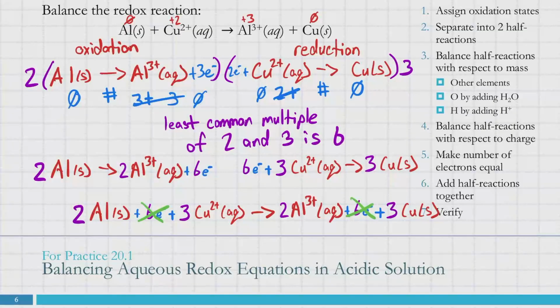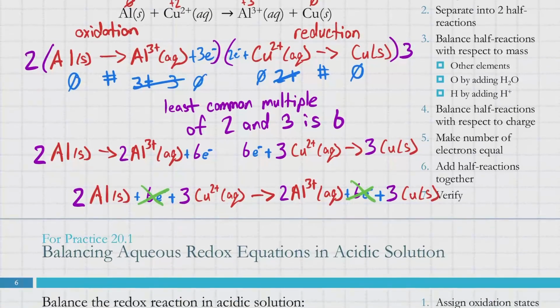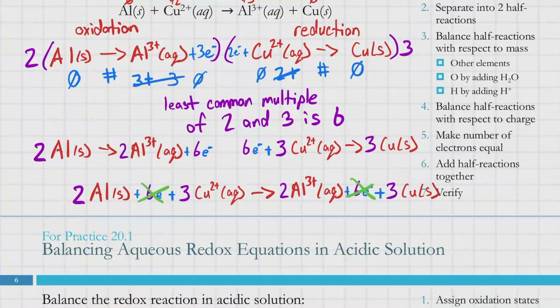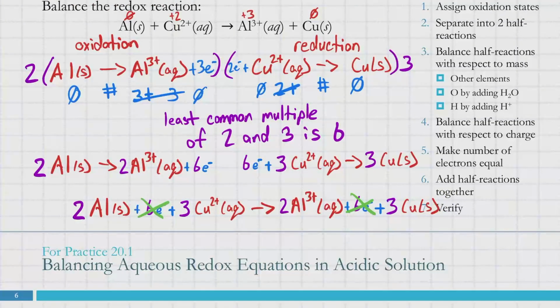Questions about any of that process? Pretty much all that we did that was new for this, we separated the oxidation, the reduction, and we also balanced with respect to charge, which we haven't done before. So adding those electrons in, and then getting the electrons to cancel out. Because electrons, just by convention, we ignore in most of our balanced chemical equations.